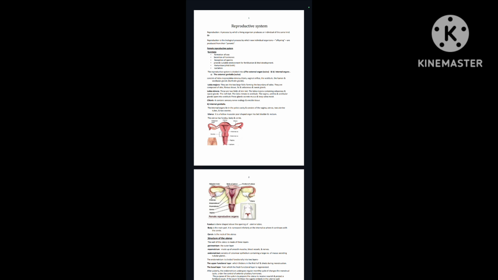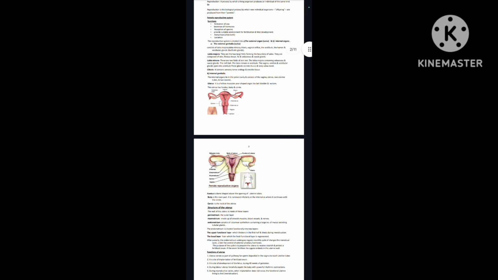The vagina, urethra, and vestibular glands open into the vestibule. These glands secrete mucus and keep the vulva moist. Clitoris: it consists of sensory nerve endings and erectile tissue. Second is internal genitalia. These internal organs lie in the pelvic cavity and consist of the vagina, uterus, two uterine tubes, and two ovaries.